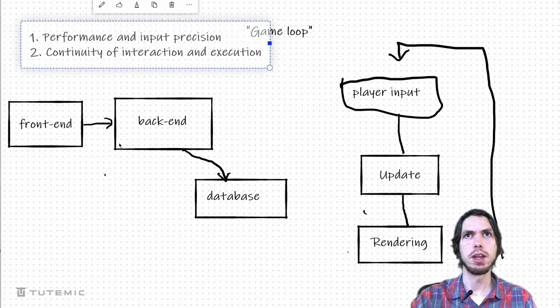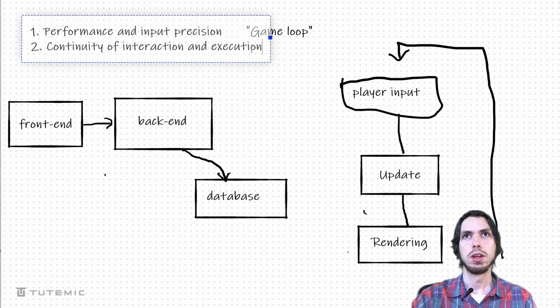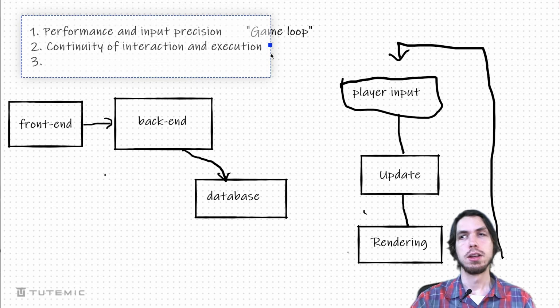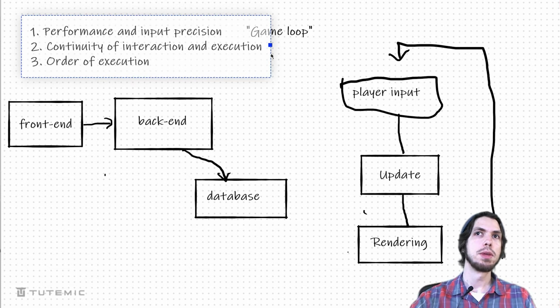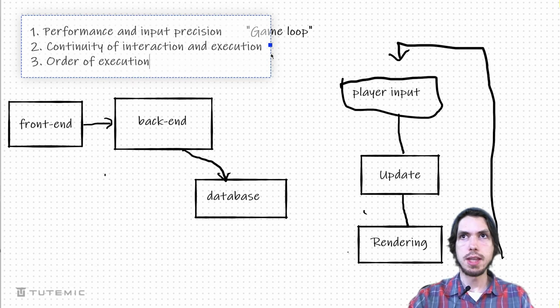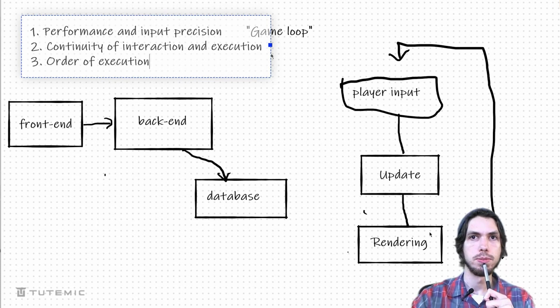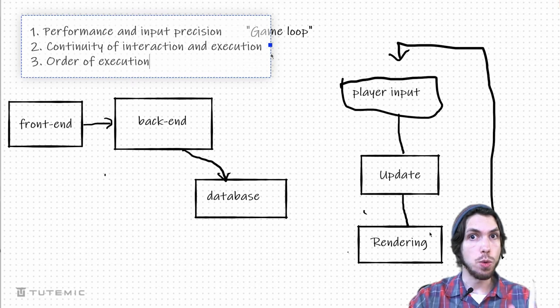So continuity of interaction and execution is important, but I want to add to that, and that's number 3, which is the order of execution is critical, okay? So order of execution is entirely critical in game programming. And so what I mean by order of execution is that when I say that the player input happens and then the update of the game happens and the rendering happens and all that kind of stuff, it happens in that order. And the programmer relies on it happening in that order, right?